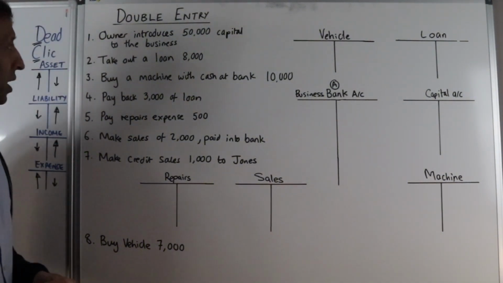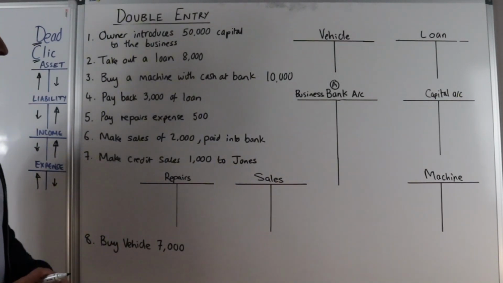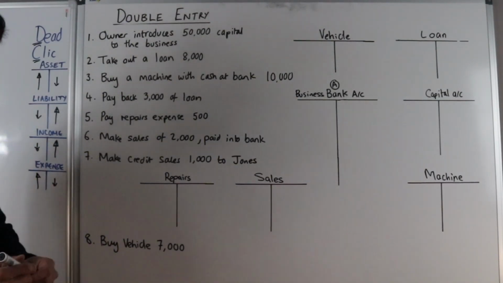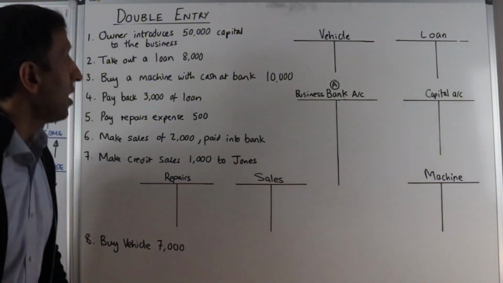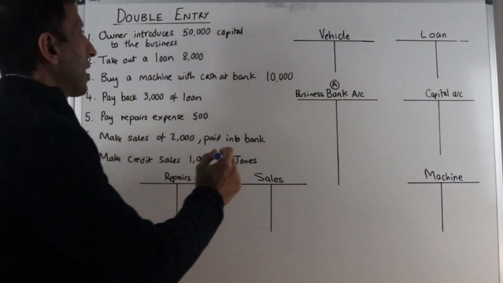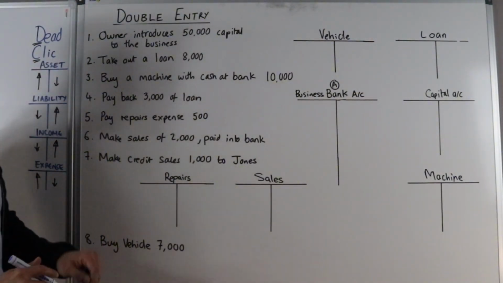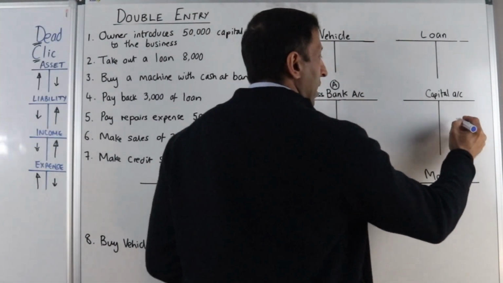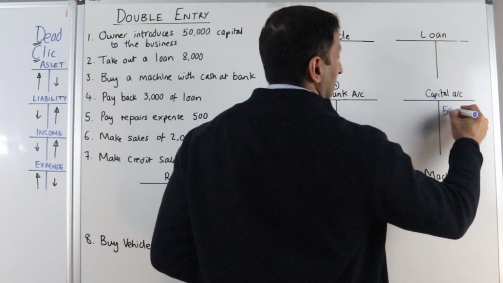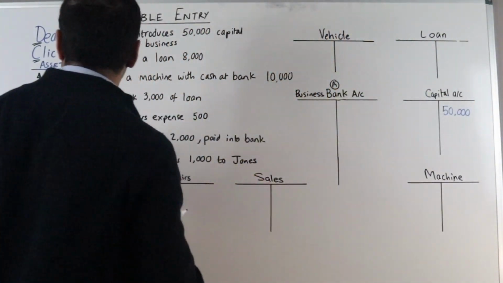Number one, when an owner of a business introduces 50,000 capital to the business, the double entry, I'll do this in blue so you can kind of see it on here. So it introduces 50,000 capital. So a capital account, as you can see from here, we credit or put a number on the right hand side. So I have a capital account here, so I'm going to put the 50,000 there. And what else is happening?